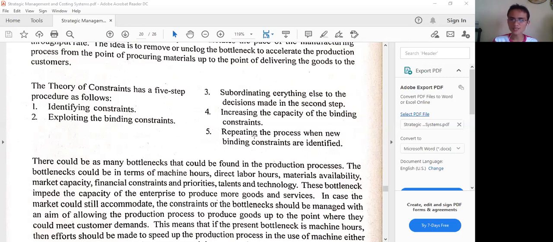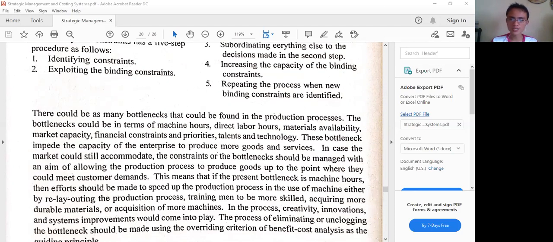Up to a point, and I don't know if this is going to be laughable, even the entire organization will later be discovered to be the bottleneck. That's something to think about. Anyway, from a unit level or process level, it's going to be very big later on. The bottlenecks could be in terms of machine hours, direct labor hours, materials availability, market capacity, financial constraints and priorities, talents, and technology.